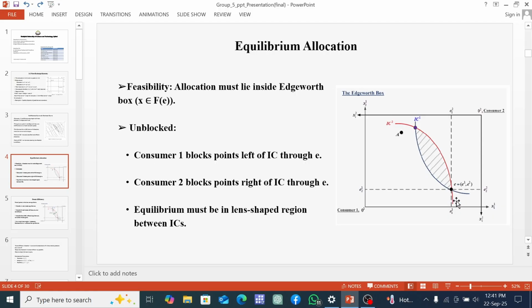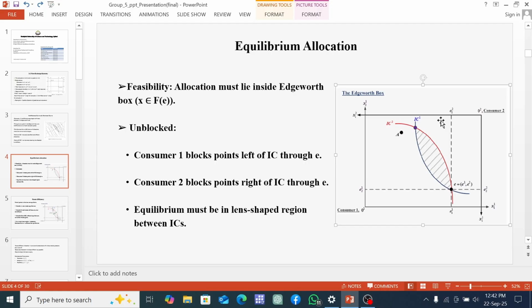Here it is obvious that if we move from the initial endowment point E to the left, then consumer 2's satisfaction will increase, right? But consumer 1's satisfaction will decrease. Similar case for the red line as well. If we move to the right of the red line, then the satisfaction level for consumer 1 will increase, but the satisfaction for consumer 2 will decrease, right?